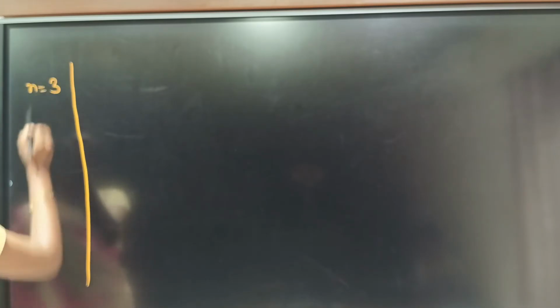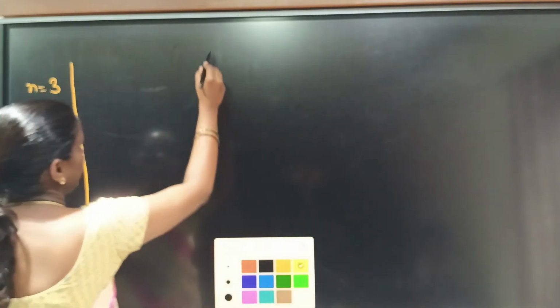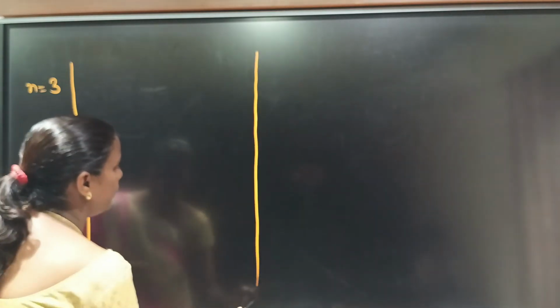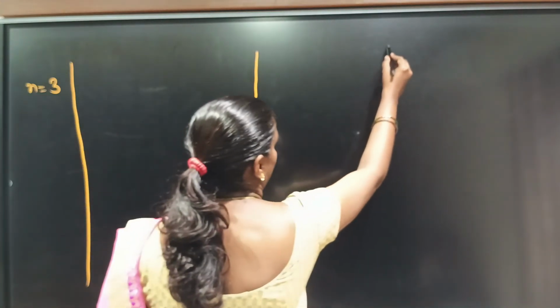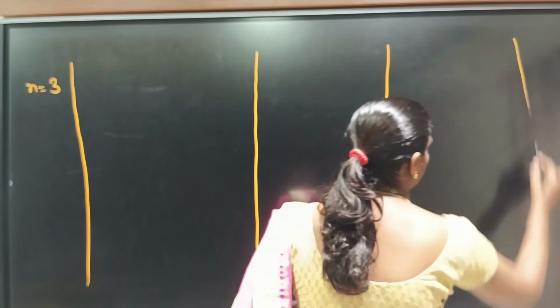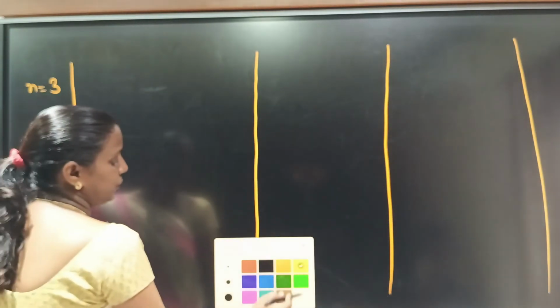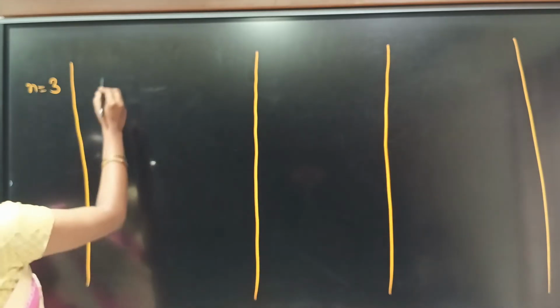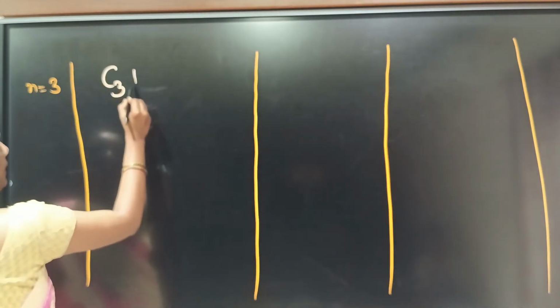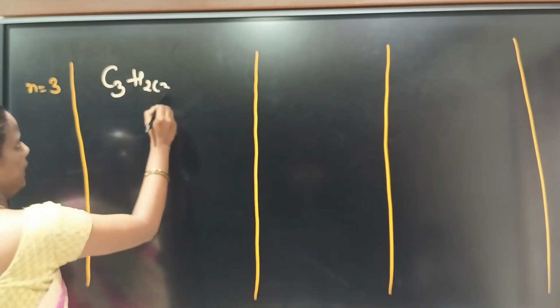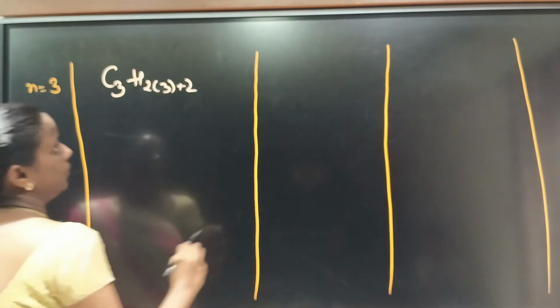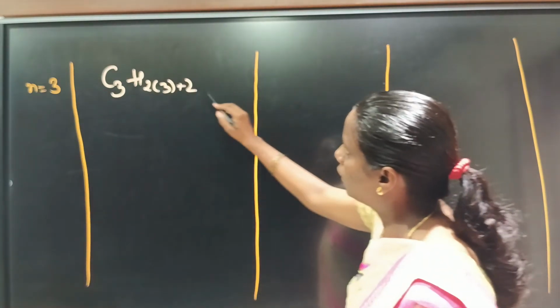Fine. Next, continuing with this, we'll go to the next thing. What will be the next? N is equal to 3. Then we have to write the general formula or molecular formula, molecular name and the structural formula. So n is equal to 3. What is the general formula? C3H 2 into 3 plus 2. Okay, so what will it be now?